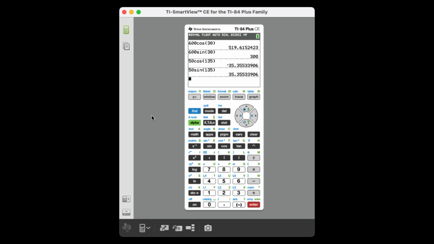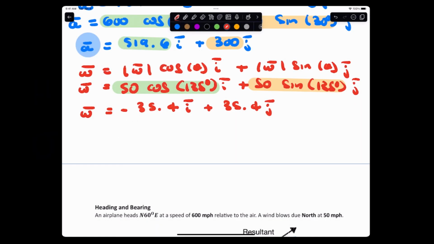Let's go out to the nearest tenths. What's it going to be? First one is negative 35 point what? 4i, and the second one is what? 35.4 what? j. Green and what? Orange. That is your wind vector, ladies and gentlemen.